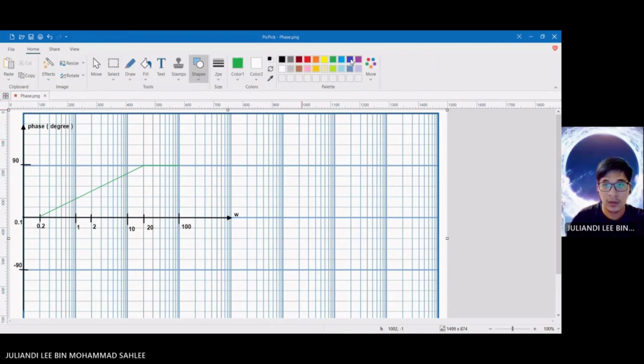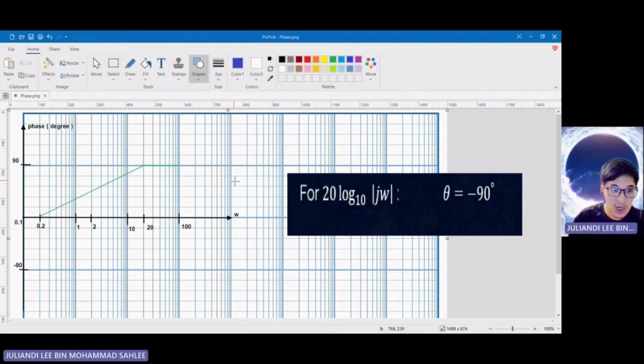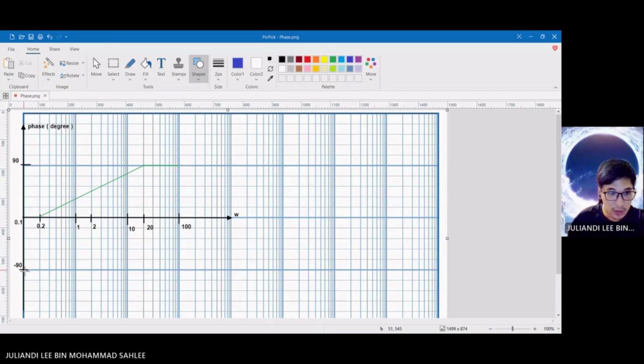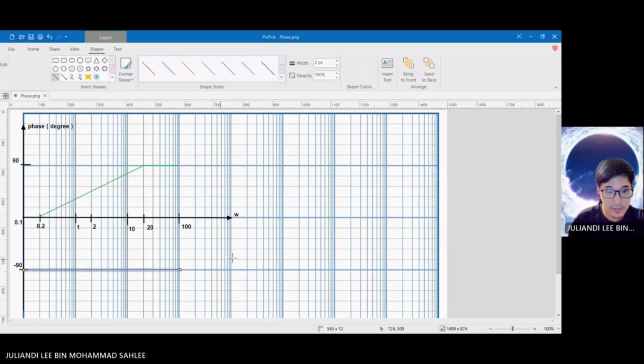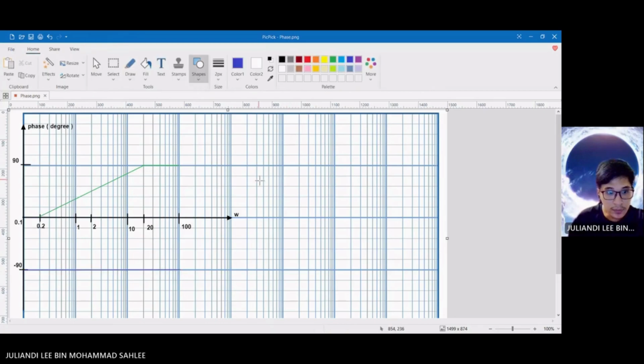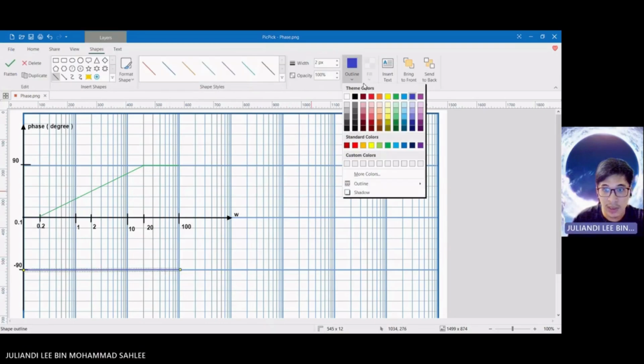Next, I'll do 1 over JW. Since it is just JW, it will be a constant straight line. In this case, it's negative since it's in the denominator. So a straight line till 100. Might not be able to see it, so I will choose a darker color.